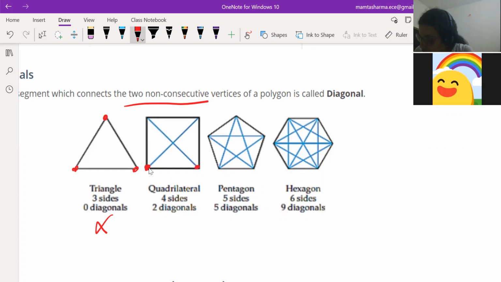There are four congruent triangles. There are four vertices. If we join these two non-consecutive vertices, we will get this diagonal. If we join this, we will get the other diagonal. It means a quadrilateral having four sides will have two diagonals.